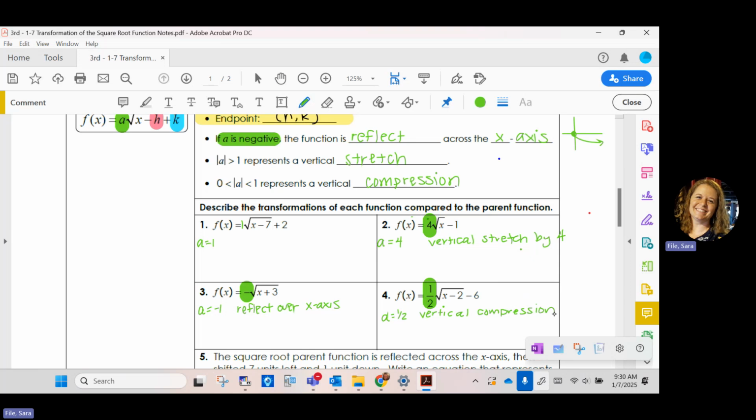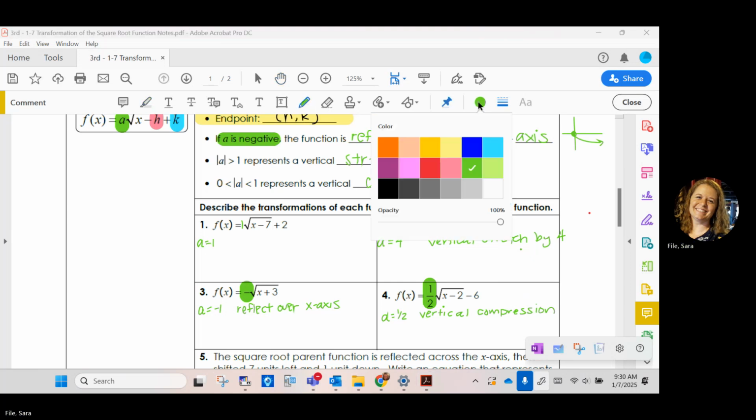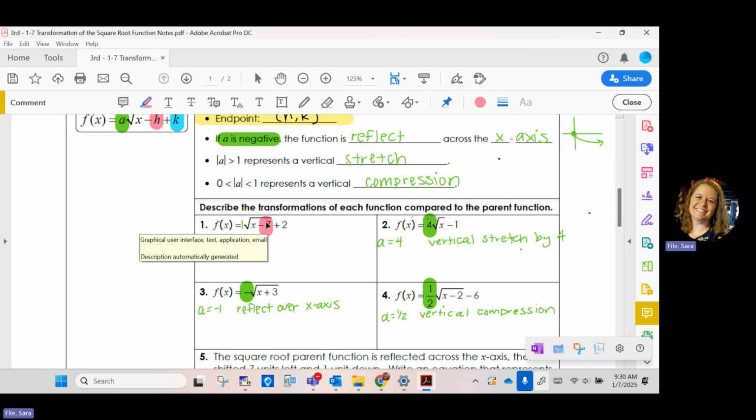Now let's look at H. Our H value is inside the radical. So here I see x minus h. What is your h value? My h value is actually positive 7. Very good. So that means that this is shifted to the right 7. When you see x minus a number, it's actually to the right.